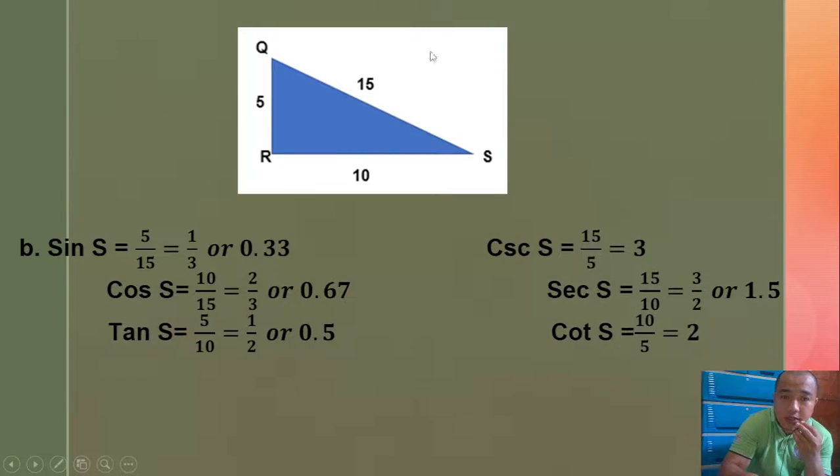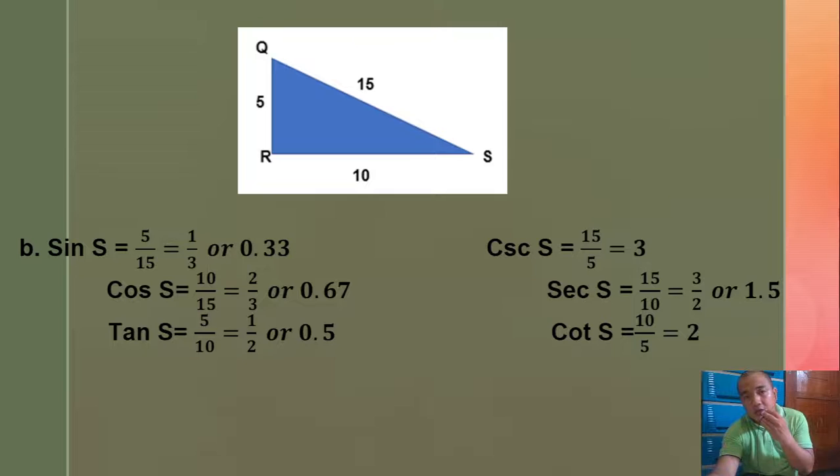Our reference angle is angle S. Sine S is opposite over hypotenuse, so 5 over 15, or 1/3. Cosine S is adjacent side over hypotenuse, 10 over 15, or 2/3. Tangent S is 5 over 10, or 1/2. Cosecant S is 15 over 5, so 3. Secant S is hypotenuse over adjacent side, 15 over 10, or 3/2, or 1.5. And cotangent S is 10 over 5, or equal to 2. Those are the 6 trigonometric ratios.